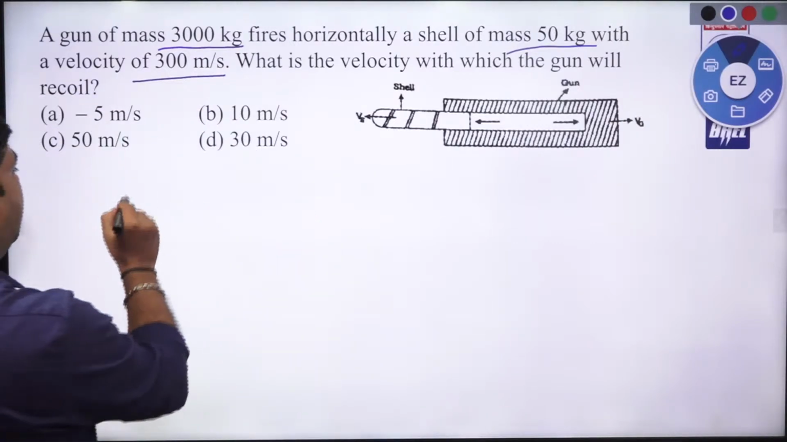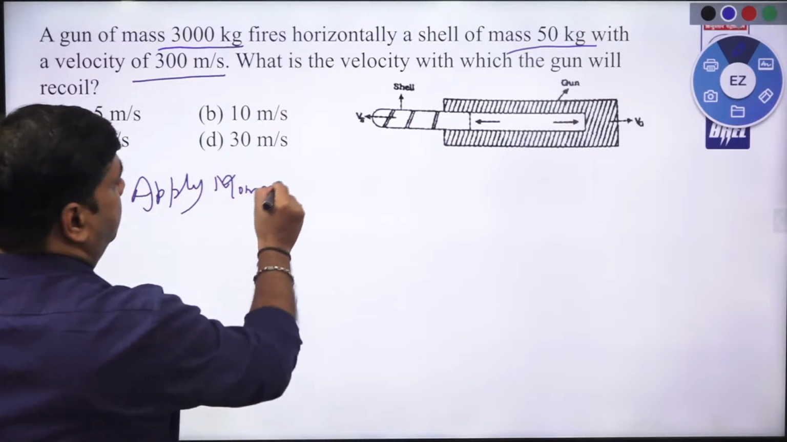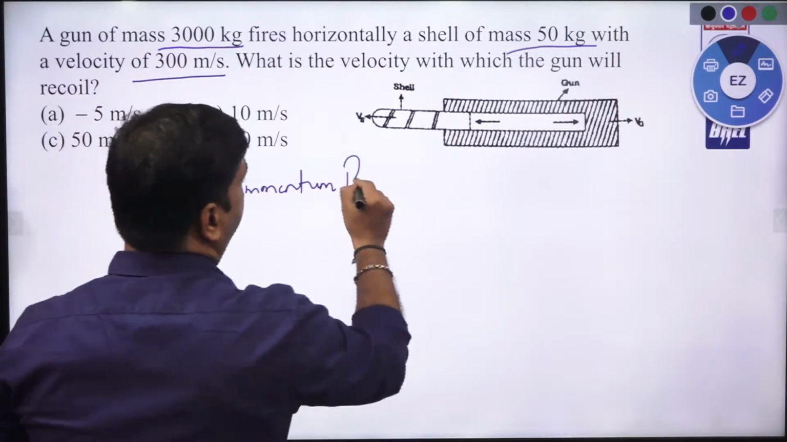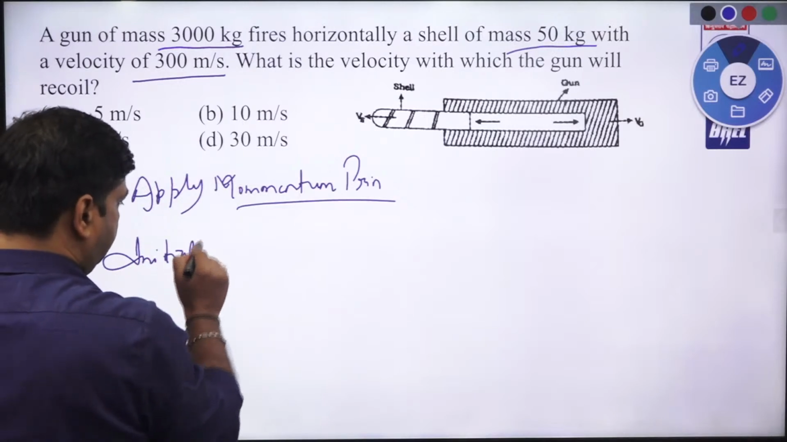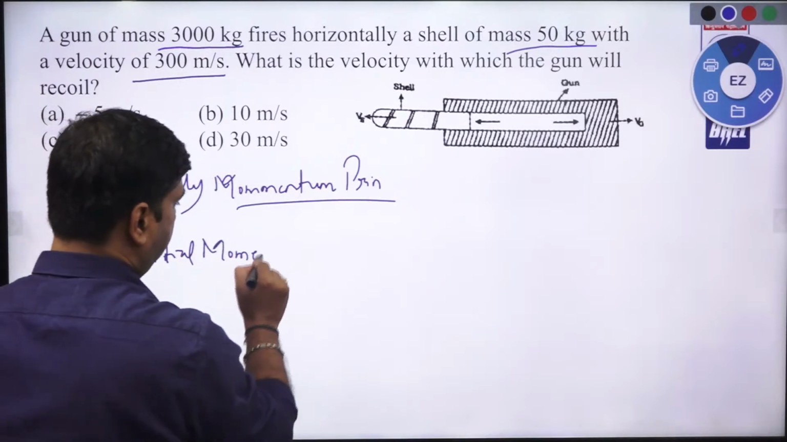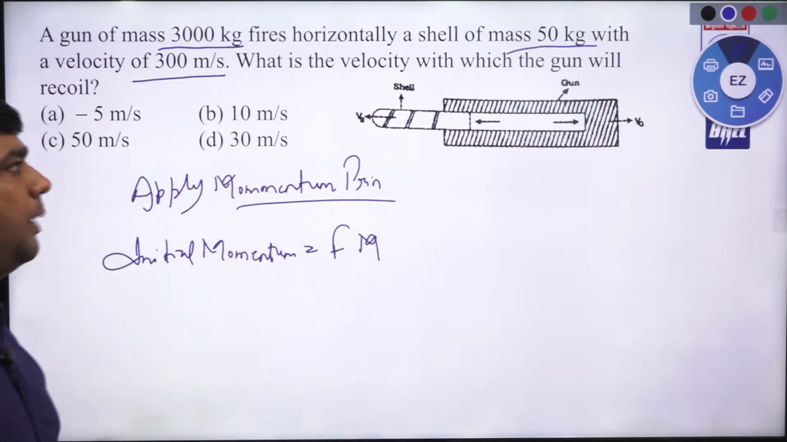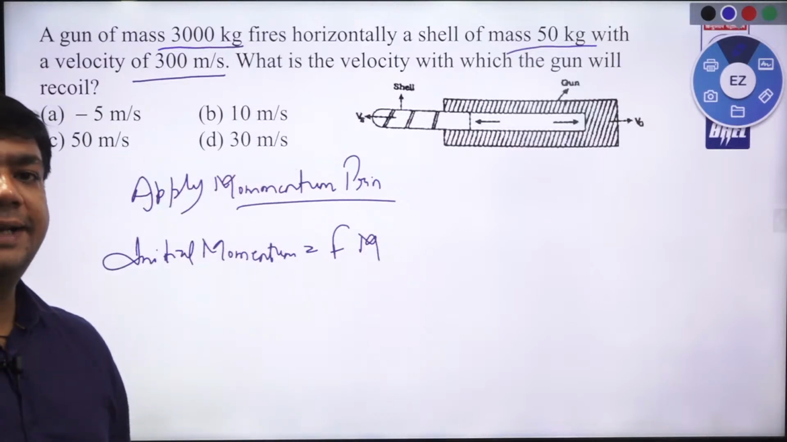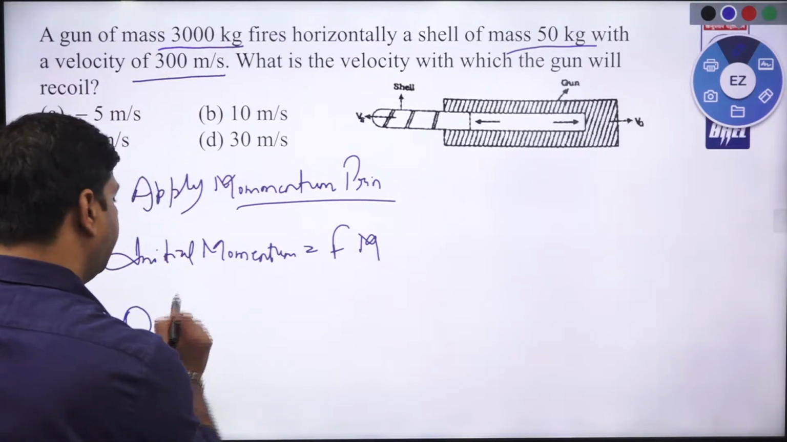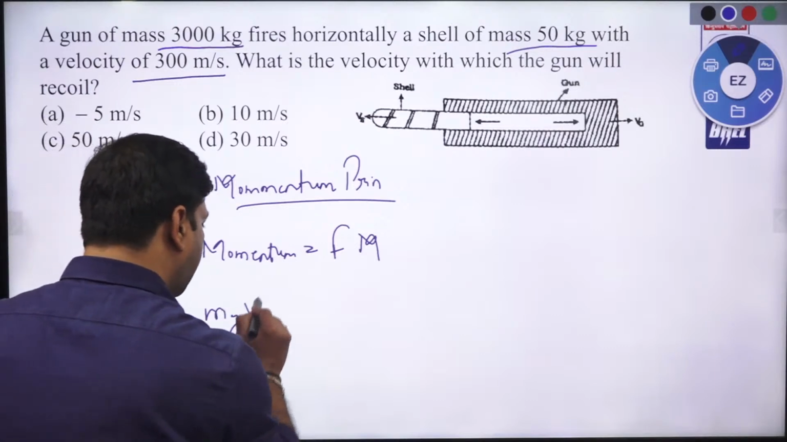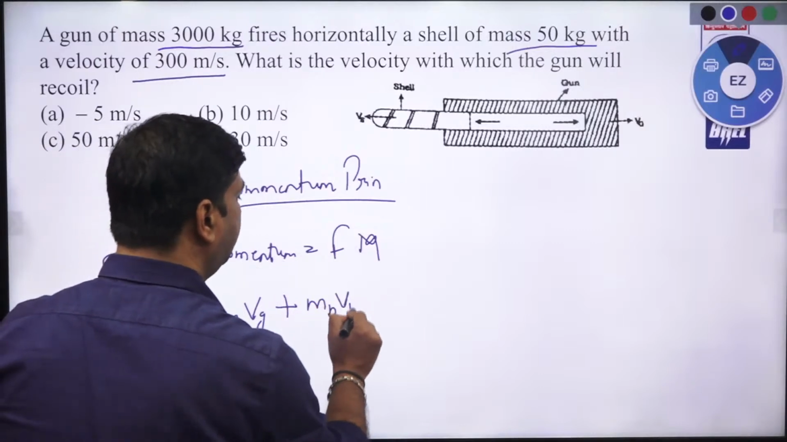Okay, so we are applying the momentum principle. What is that? Initial momentum equals final momentum. Initial momentum, both gun and bullet are at rest, so that equals 0. After that, there is the mass of the gun times the velocity of the gun, which is the recoil velocity, plus the mass of the bullet times the velocity of the bullet.